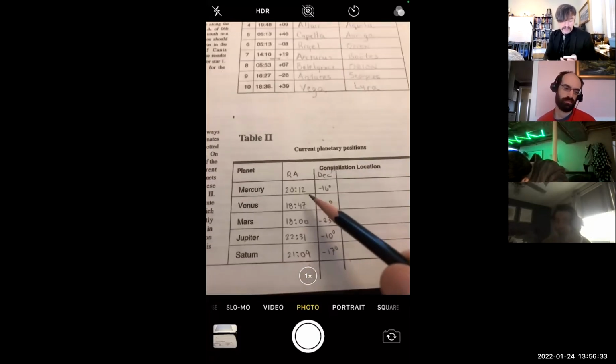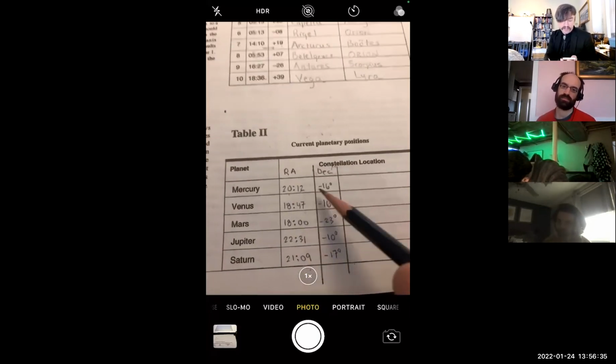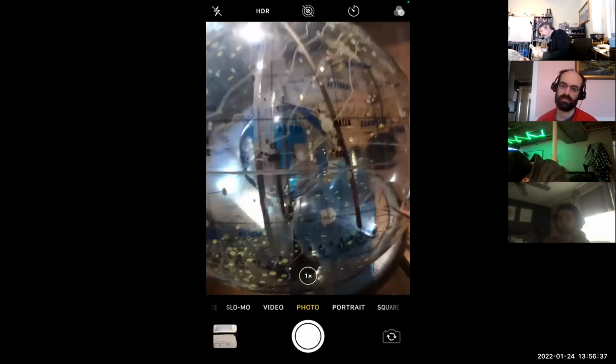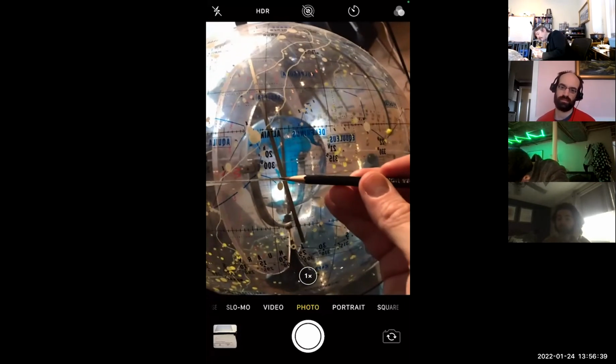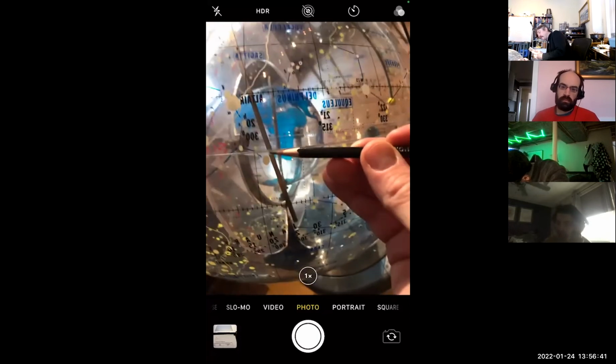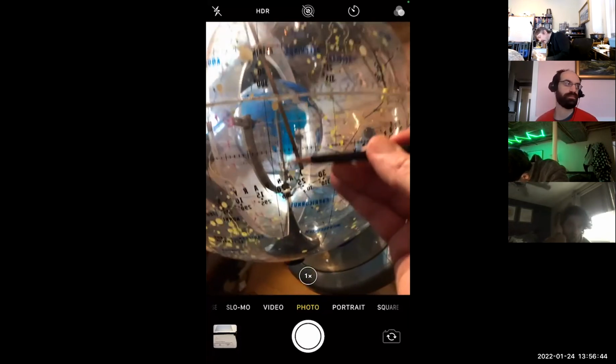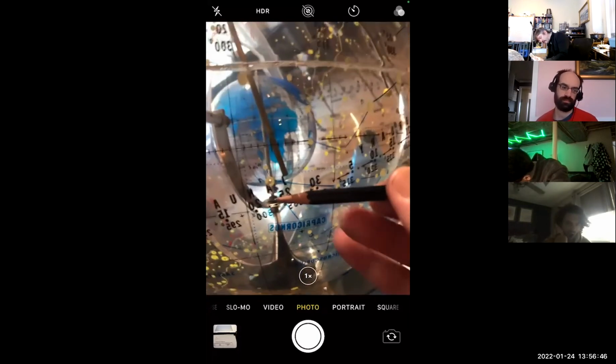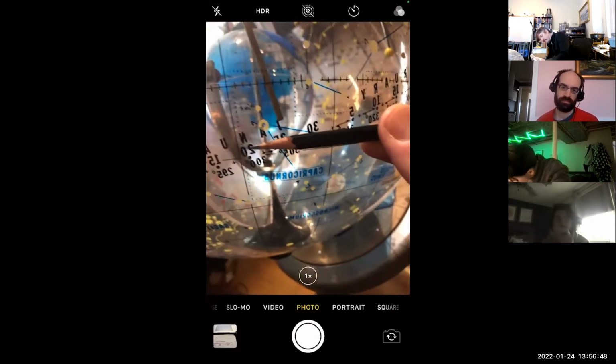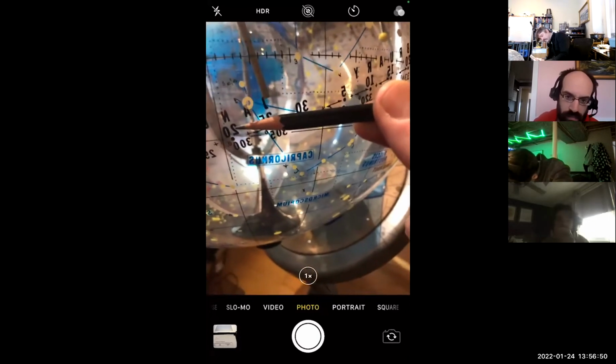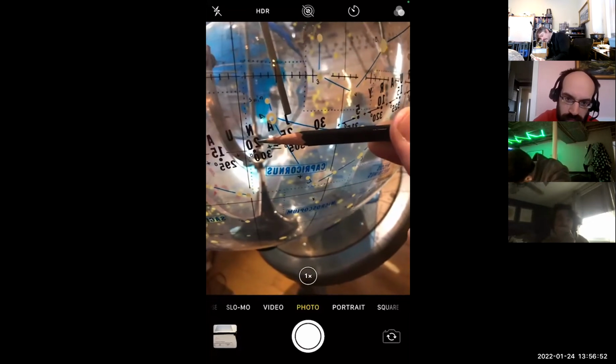The constellation, at least in 1967, if Mercury is 20 12 and -16, then we would go to 20 and 12 would be like over here. And -10, -20, -16 is there. Can you see what constellation Mercury would be in? Capricornus.